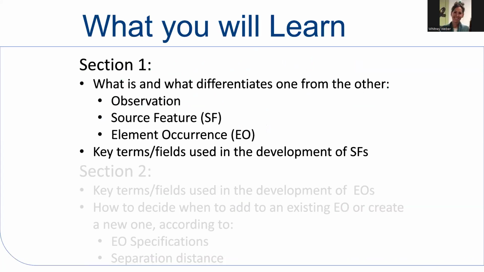In this section, we will be covering what differentiates one from the other in terms of the observation, the source feature, and the element occurrence. We will also discuss key terms and fields used during the development of source features. In the second section, element occurrences will be discussed.